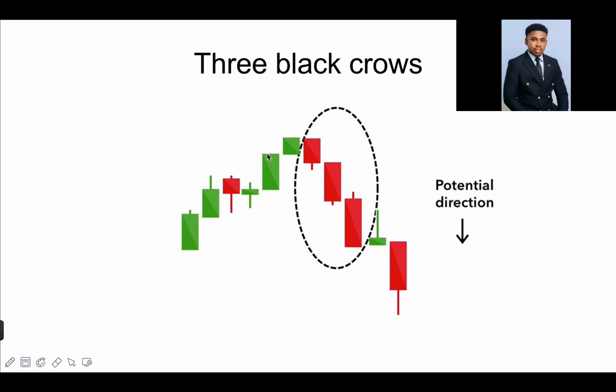So this is what the 3 black crows looks like after an uptrend, and you see 3 consecutive bearish candles with very little wicks or no wicks at all. This is the 3 black crows pattern. It signifies a potential reversal in the market.